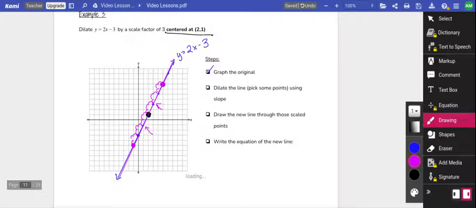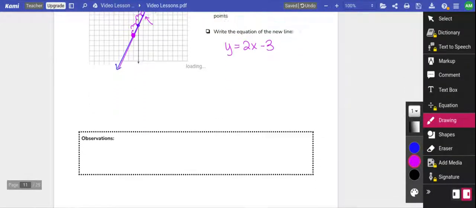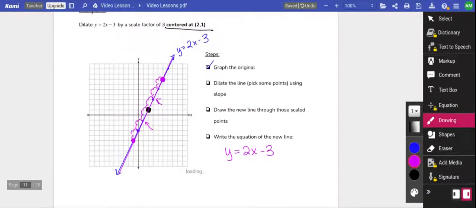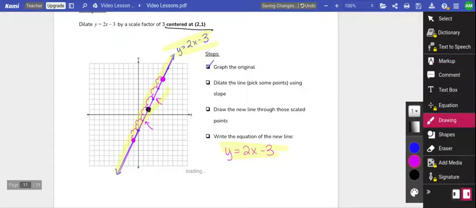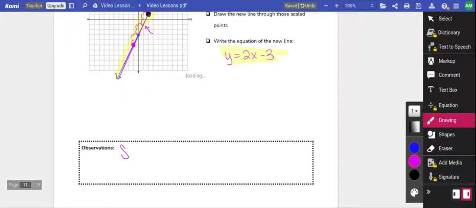The equation of my line is still y equals 2x minus 3. The equation of the line did not change. The slope and the y-intercept and the line itself, look guys, are all exactly the same. Same line. Same equation.